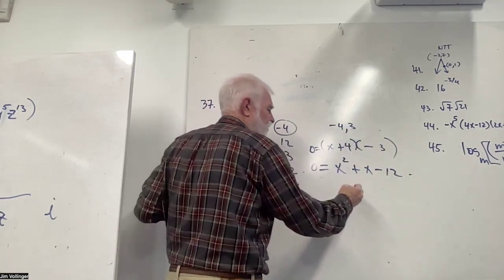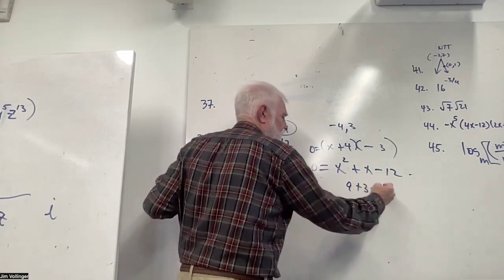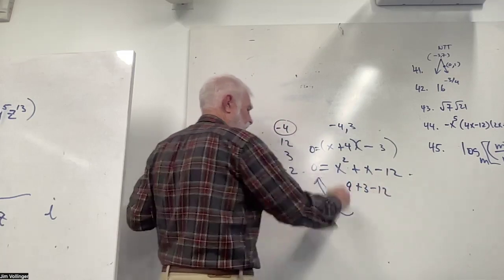Let's throw a 3 in just to see it work. 9 plus 3 minus 12. I wonder what that is. Oh, yes, that's 0.